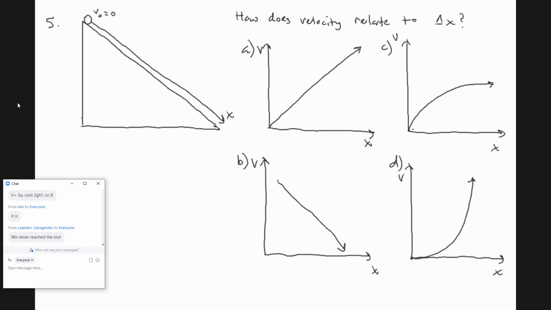Michaela, you want to give why A is the correct answer? I said A was the correct answer because velocity is increasing as displacement is increasing as well, and A seems to be the only graph where that's the case. Okay, consistently. Sounds good. So actually, A makes more sense.